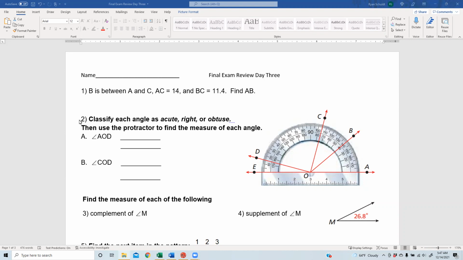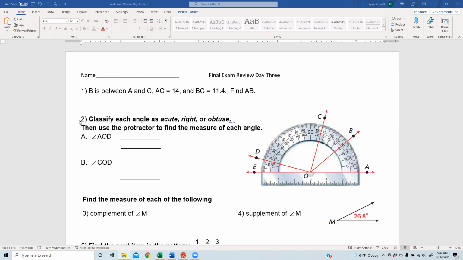Okay, so I will say day 3, the review itself will look a little different than days 1 and 2. But the content covered is still pretty much the same. The skills you need to know are still pretty much the same.